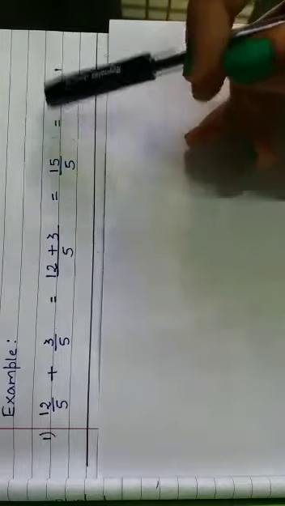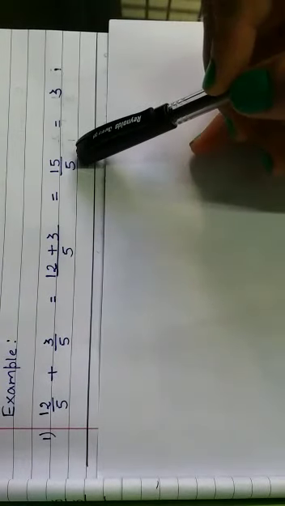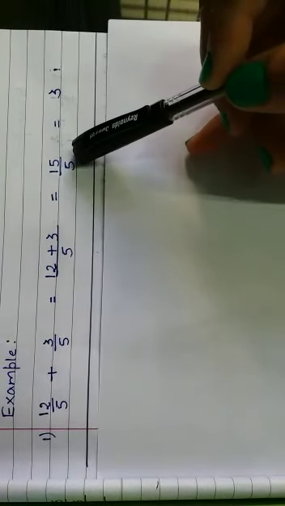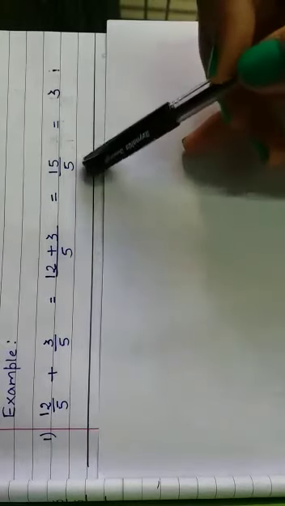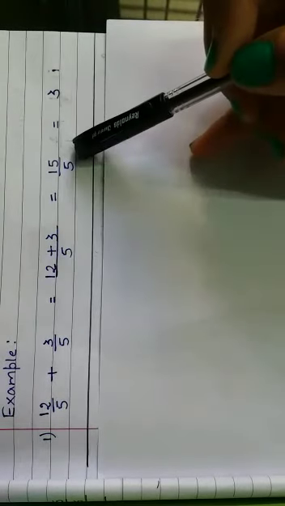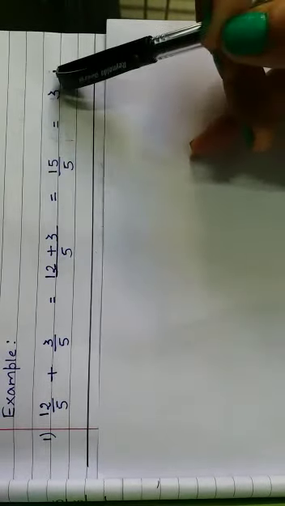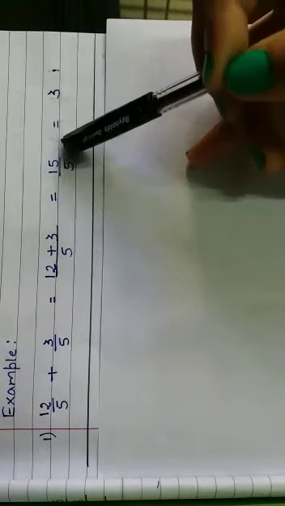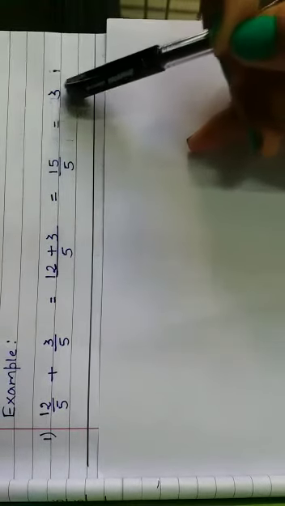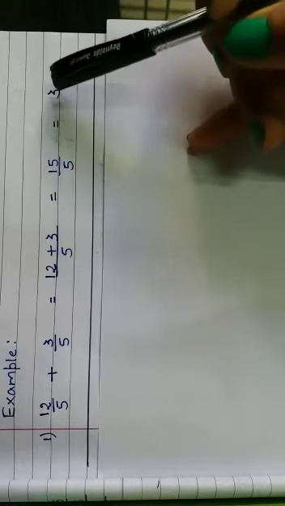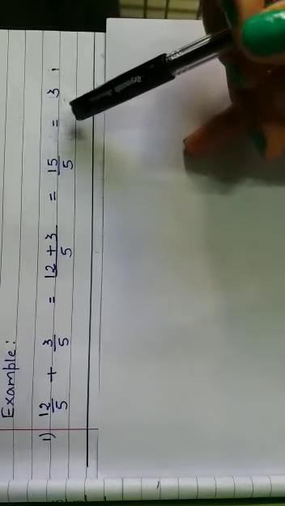Why is it 3? Because in 15 upon 5 we have a common factor, and the common factor is 5. So we will divide both numerator and denominator by 5, then we will get 3. 5 ones are 5 and 5 threes are 15. So that's why the answer is 3. You can write it as 3 upon 1 also, both are correct. Okay. Now next example.